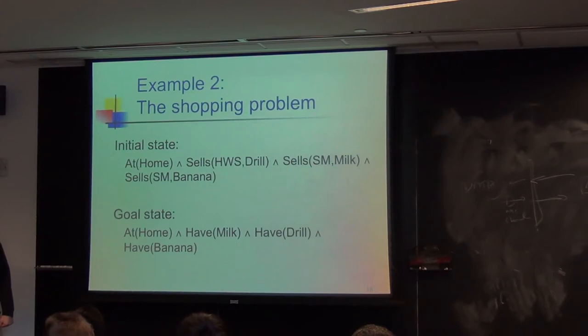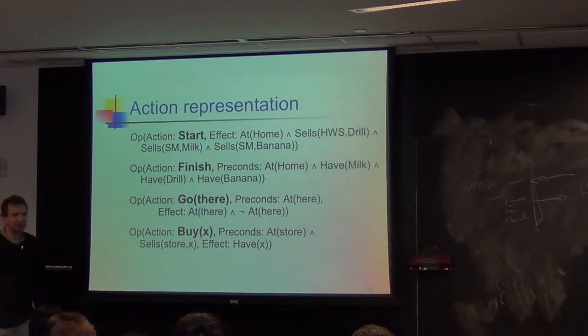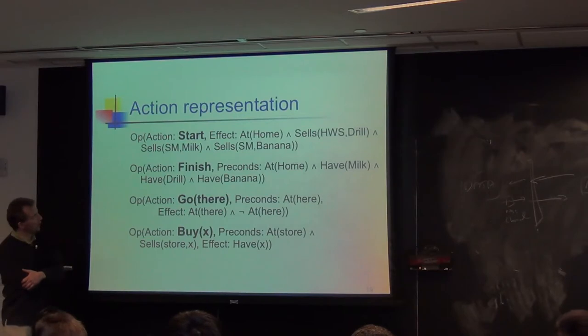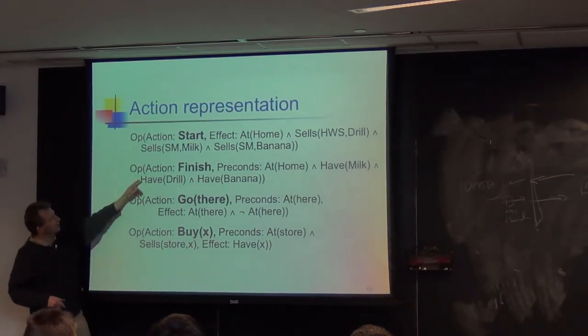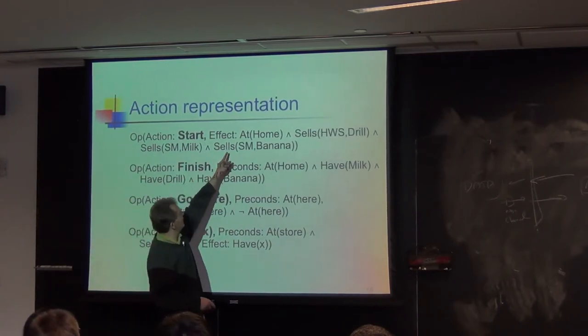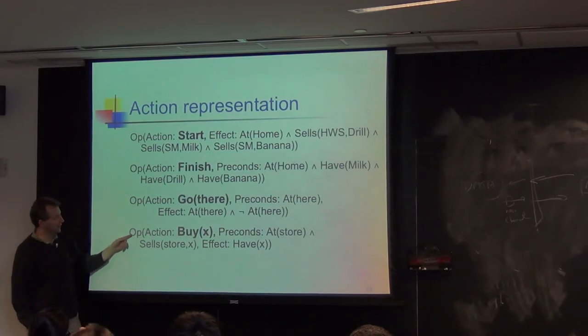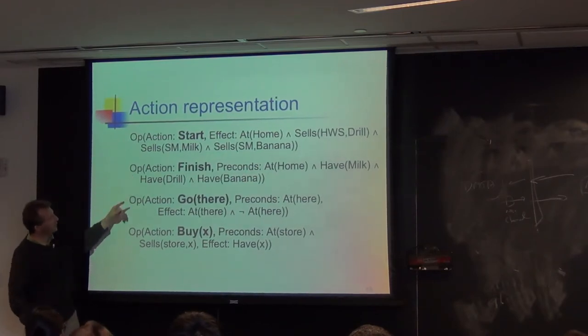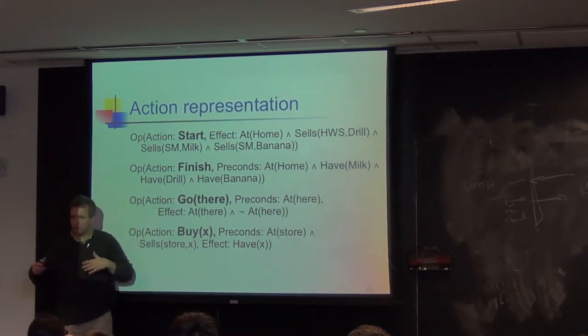All right? So obviously the next step we need to know is what kind of operators do we have. Right? So let's look at the action representation here. These are those pseudo ones I was telling you about, right? So we have the start, and the effect is the initial state. These are all the initial states. And the finish one is the preconditions are the goal states, right? So those are those pseudo operators that you always have to do.